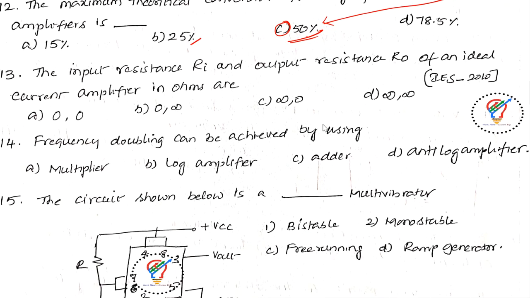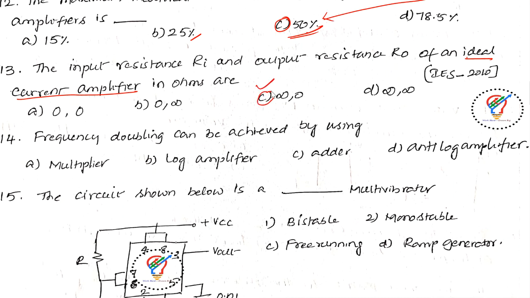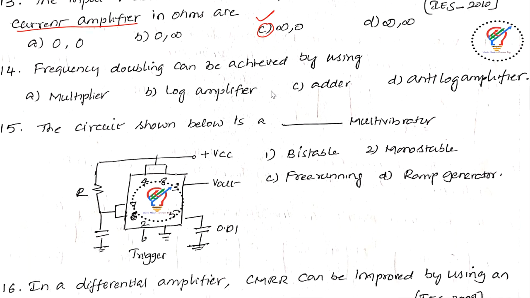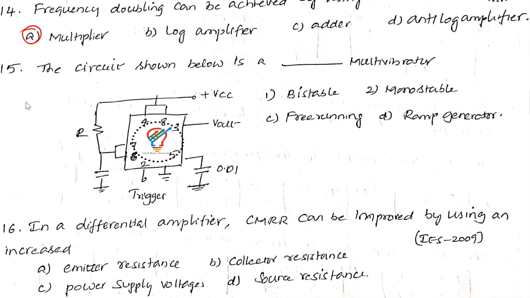Next one, the input resistance Ri and output resistance Ro of an ideal current amplifier in ohms are. And remember here, for an ideal current amplifier, the input resistance should be zero and the output resistance should be infinity. So the correct answer will be C here. Next one, frequency doubling can be achieved by using the multiplier, okay, multiplier. And next one, the circuit shown here is a timer, so a 555 timer is given.